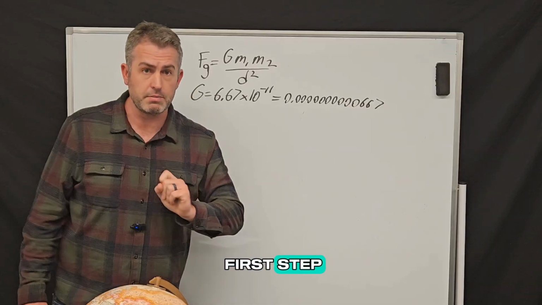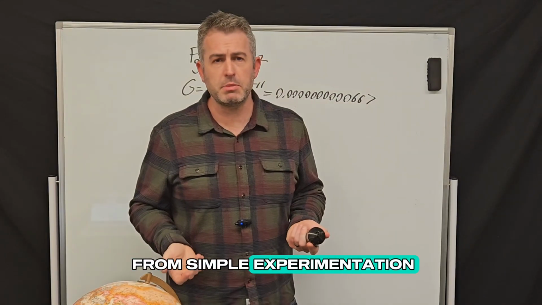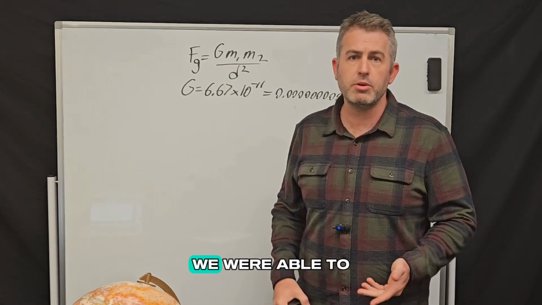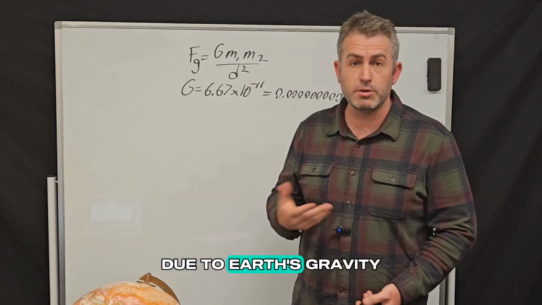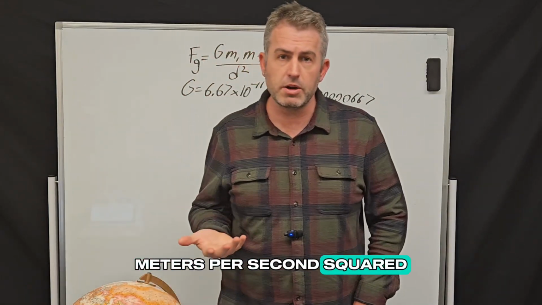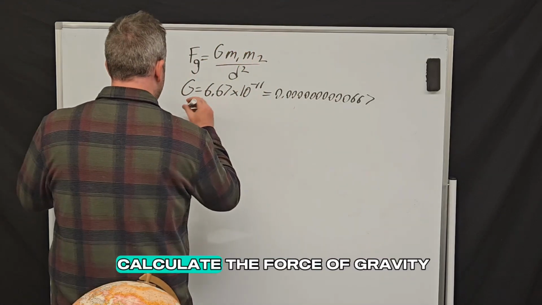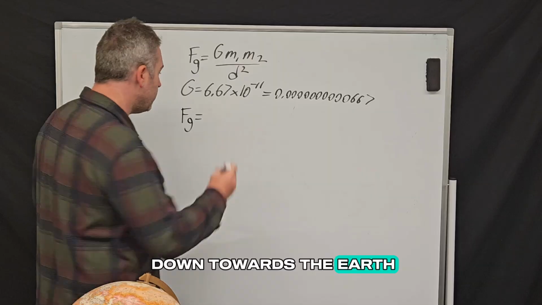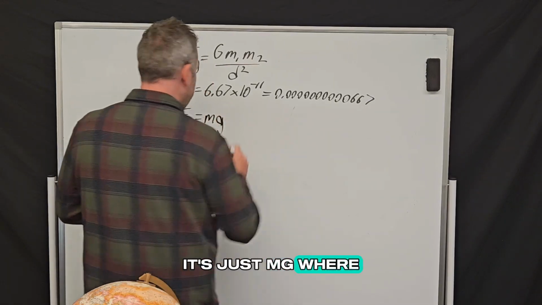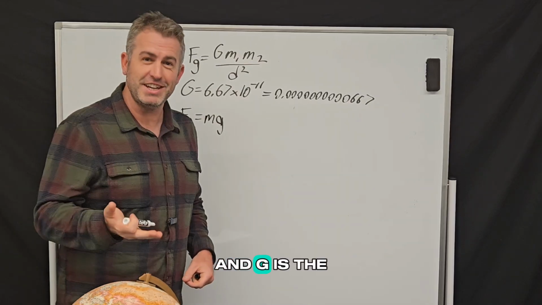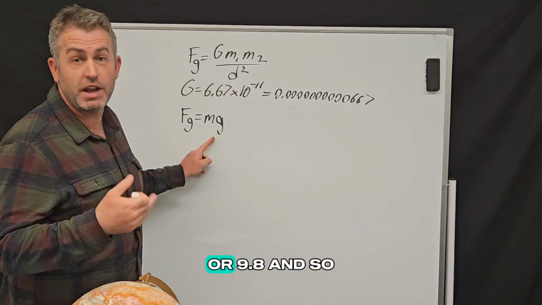So that was the first step. The next step came from simple experimentation, and just by dropping objects and watching them accelerate, we were able to figure out the acceleration due to Earth's gravity, and we know that that is equal to 9.8 meters per second squared. We also know that if you wanted to calculate the force of gravity that's pulling any mass down towards the Earth, it's just mg, where m is the mass of that object, and g is the acceleration due to Earth's gravity, or 9.8.